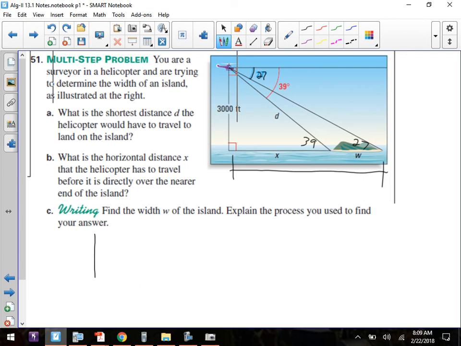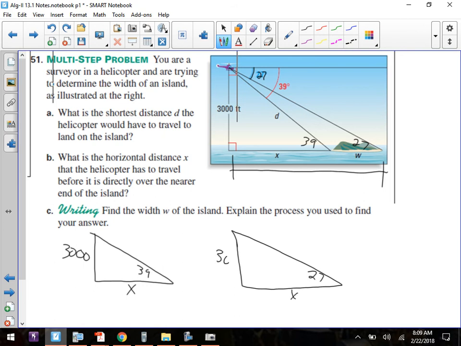Let's see here, we have a triangle with 39 something and 3,000. Then we do that again with 27 something and 3,000. Now, those 2 distances will be different. If I subtract the smaller distance from the larger distance, what then do you wind up getting? You get the width of the actual island.